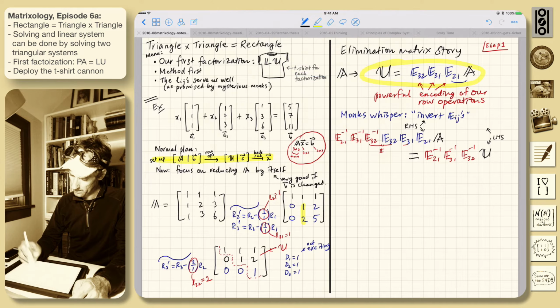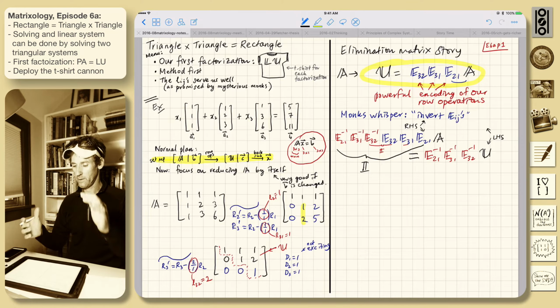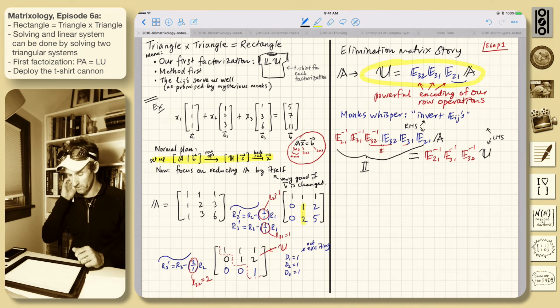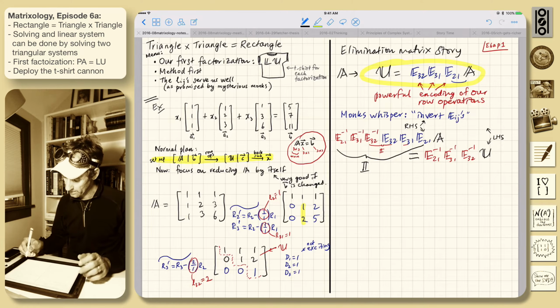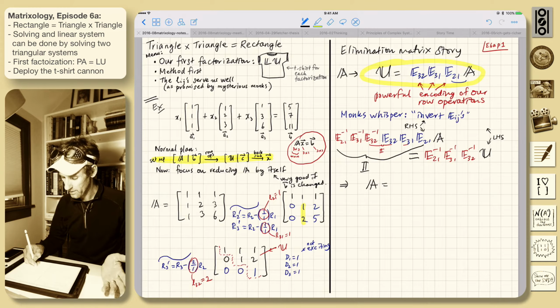Everything here, all of these pieces here, this just becomes the identity, right? Each elimination matrix and its inverse gets matched up. They become the identity. They get absorbed. Identity times any matrix is that matrix. So this is the identity times A, so the whole thing gives us A equals essentially the row operations acting in reverse. Should make sense, right?